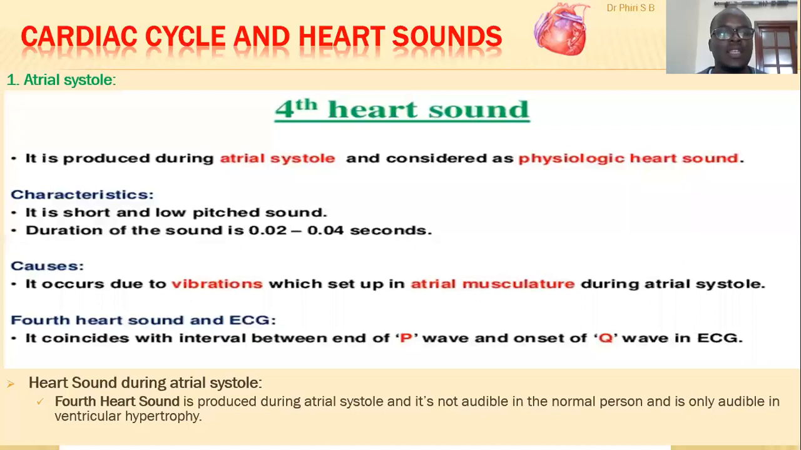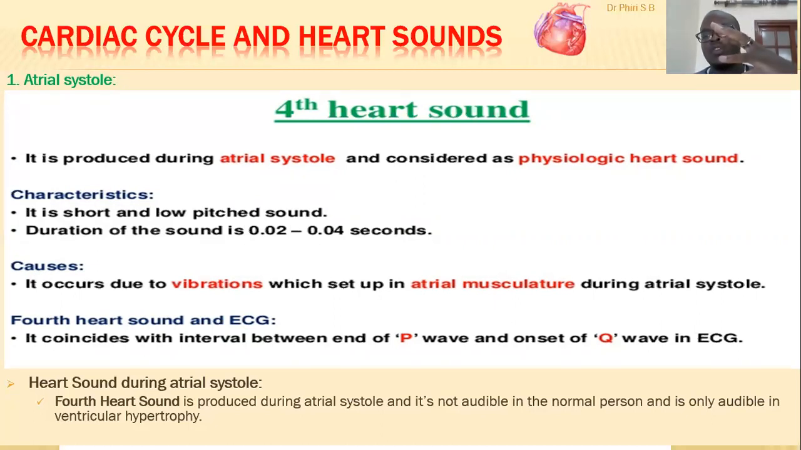So the fourth heart sound is produced during atrial systole and is considered a physiologic heart sound. The characteristics of the fourth heart sound: it is a short, low-pitched sound. The duration of the sound is about 0.02 to 0.04 seconds, so it's very short. The cause is vibrations which set in the atrial musculature.